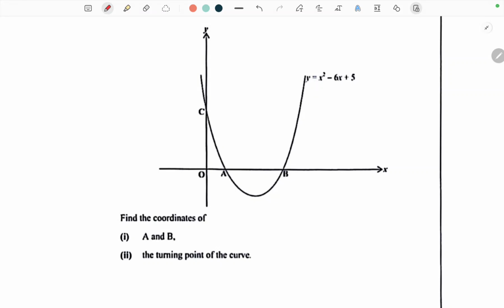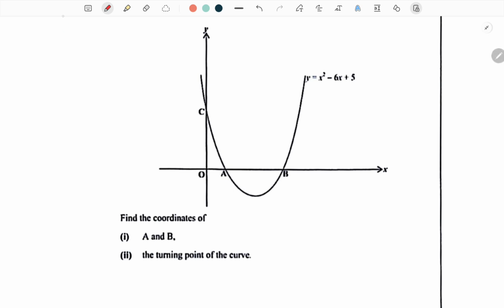Okay, good morning everyone. So we have another interesting question where we've been asked to find the coordinates of A and B, and then we find the turning point. Now, this particular question usually does not miss, so I expect that you pay attention and see how best you find this particular question.